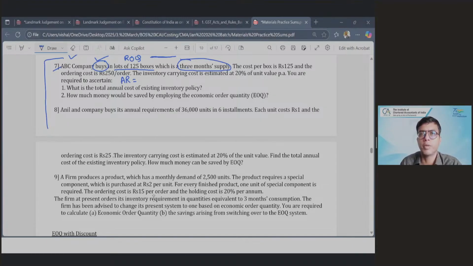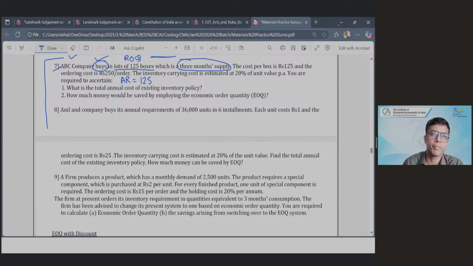Riddhi Ben, just give me a minute, I'll answer you. Very good. So students, you have rightly pointed out that before I start solving, I need AR, and AR will be this. Because if 125 is 3 months, it means it is a quarter supply. So what will be AR? AR will be this. Correct? Now, Riddhi has a very good question. I'm unmuting her so that everybody will get to know the answer. In the meantime, you all may start calculating the EOQ for this sum.